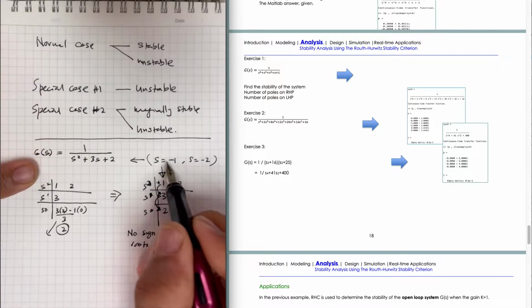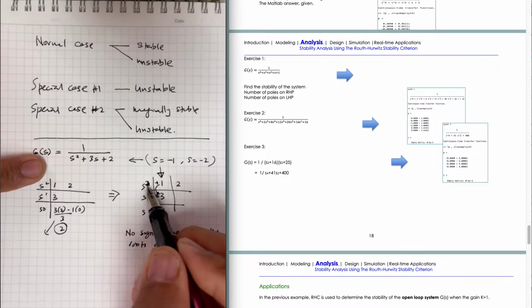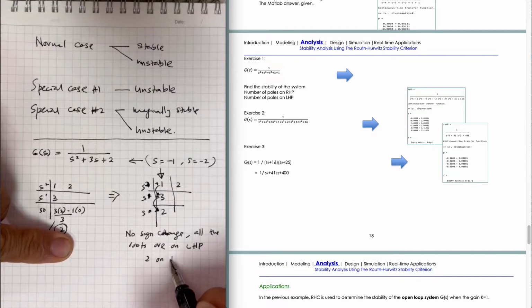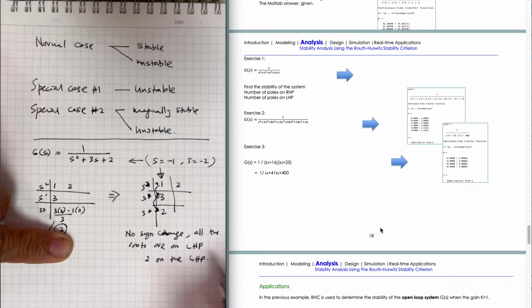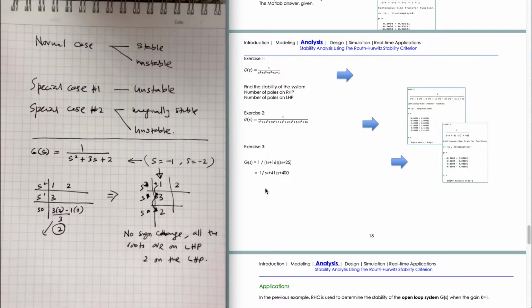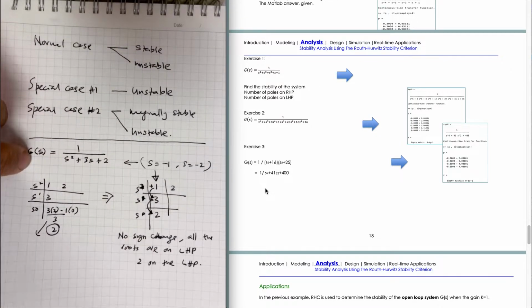So how many poles do we have? How many roots do we have? Two, because of s squared, right? So two on the left half plane. All right, that's the first example.